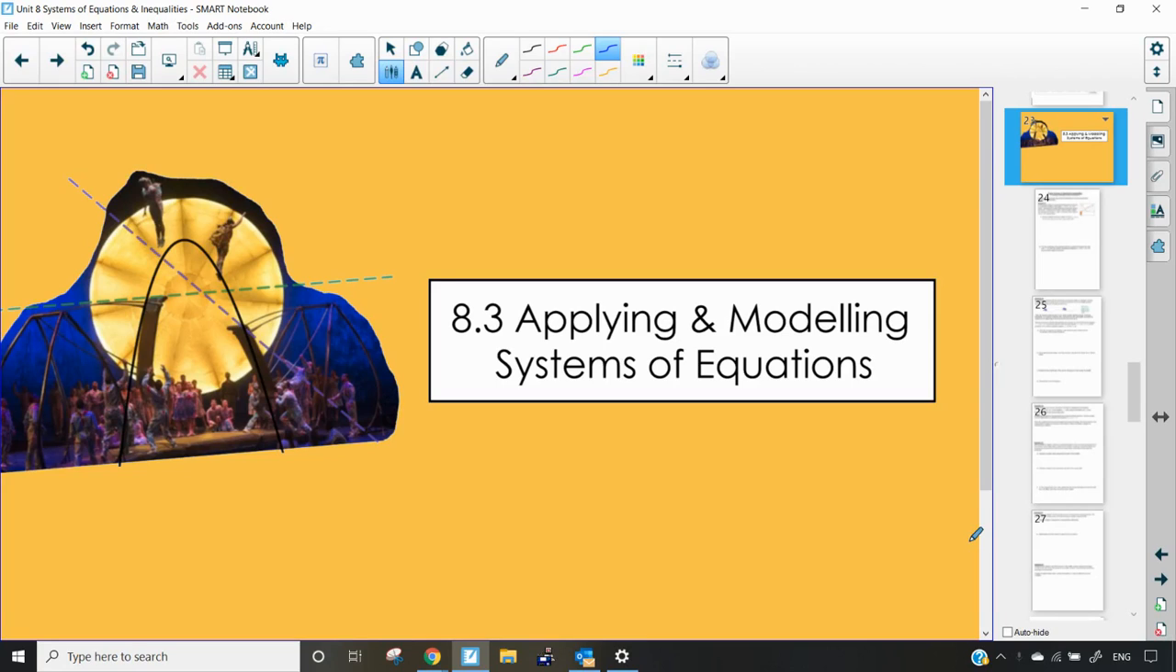Welcome back, guys. Today we're going to take a look at topic 8.3, which is applying and modeling systems of equations. So we're going to be taking a look at a wide variety of examples that relate to systems of equations. And in these examples, you're going to be required to solve either algebraically or graphically. So we're going to be using some of the skills that we've learned in the last lesson.